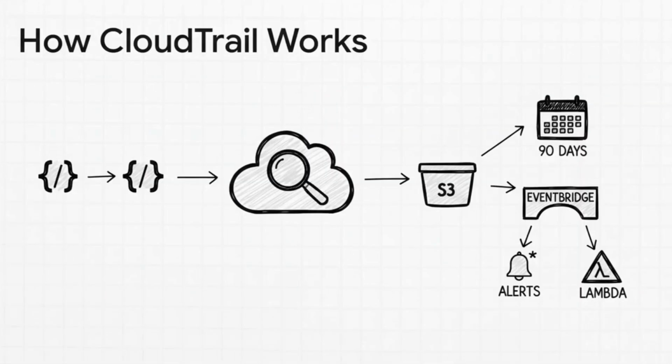So CloudTrail captures all these API calls as a searchable event history. It keeps the last 90 days right at your fingertips. But for any kind of long-term compliance, you're going to want to archive those logs in an S3 bucket. And the integration with EventBridge, so powerful. It lets you automatically trigger alerts or even kick off remediation scripts in response to specific events.